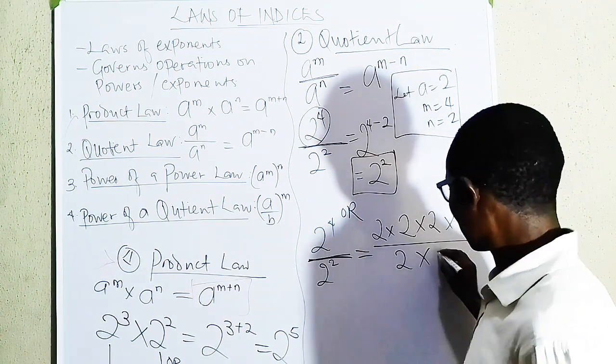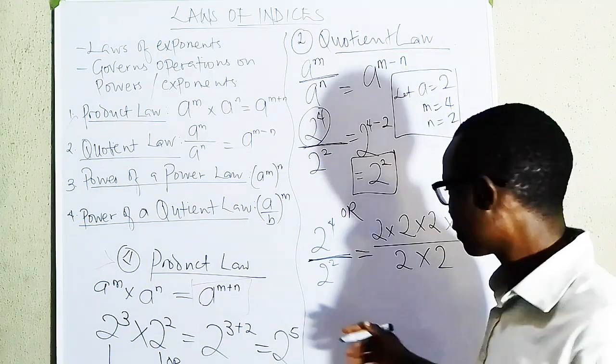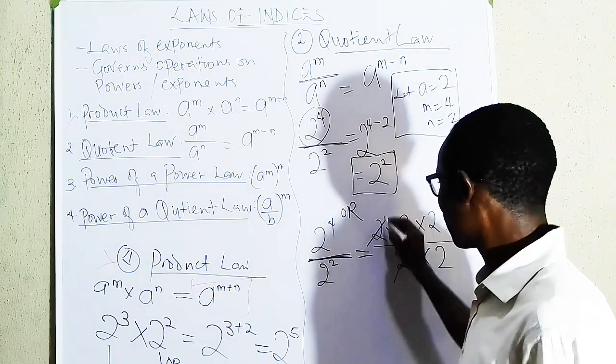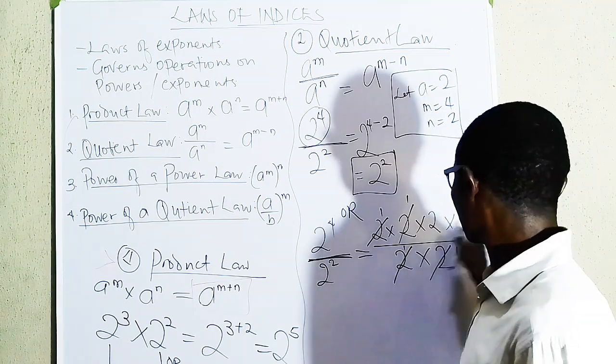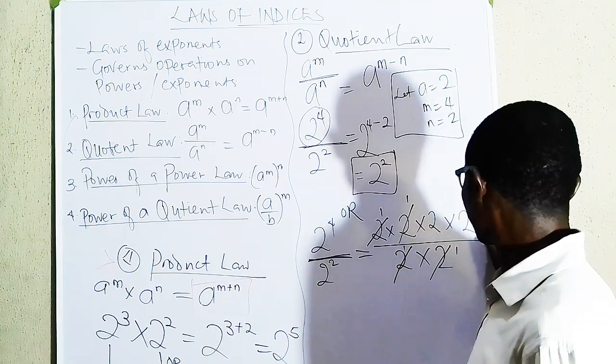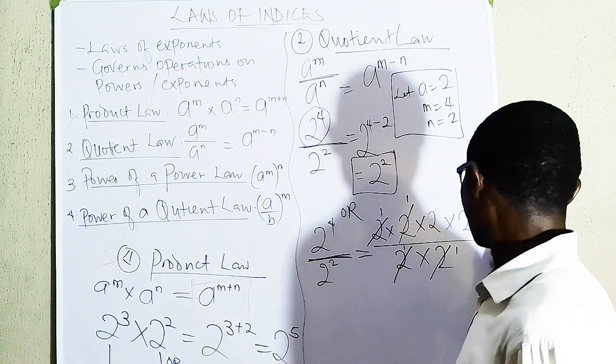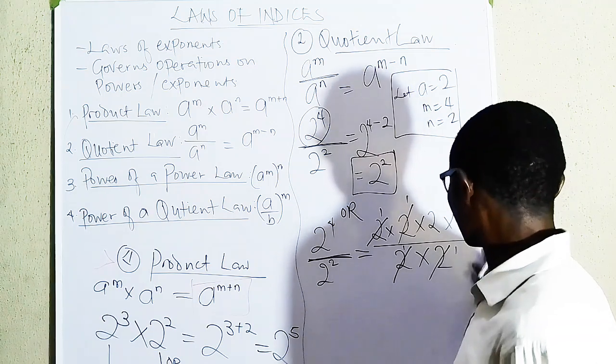That is 2 times 2. So if we divide, this will divide this, 1 here, 1 here, and 2 here, 1, 2 here, 1. What's remaining here? It means 2 times 2. 2 times 2 is what? 4.